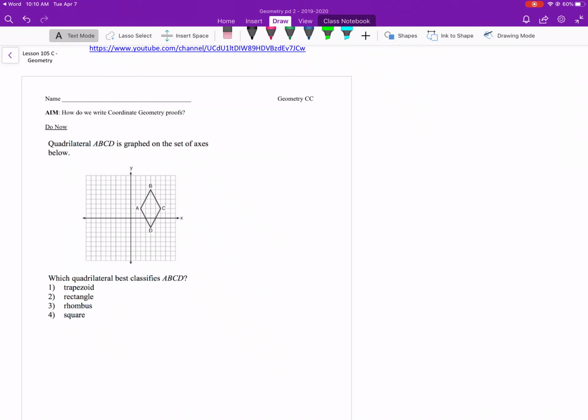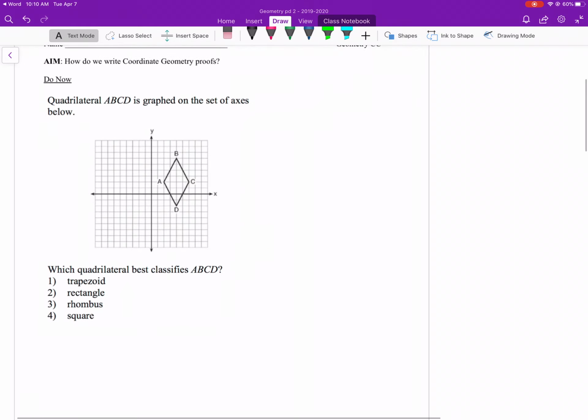So how do we write coordinate geometry proofs? The do now. Quadrilateral ABCD is graphed on the set of axes below. Which quadrilateral best classifies ABCD? So choice 1, trapezoid. Doesn't look like a trapezoid. Why? Because both sets of opposite sides are parallel. We have a parallelogram here.